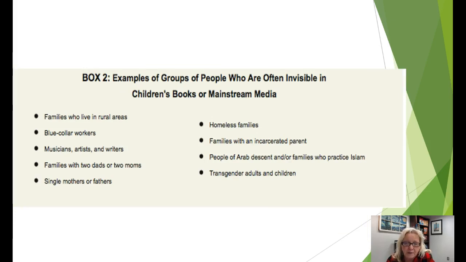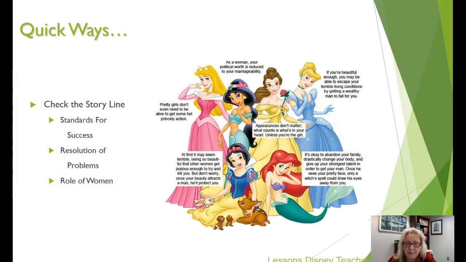I talked about making people invisible: families who live in rural areas, blue collar workers, homeless families. Tell me the last time you saw a picture book about a homeless family. Even single mothers and fathers, certainly families with two dads or two moms, transgender adults and children, even people of Arab descent, although I've seen more books now with this. Homeless families are almost never portrayed, and it's still difficult to have families with two dads or two moms. When we get to censorship, we'll talk about And Tango Makes Three, which brings that point out.